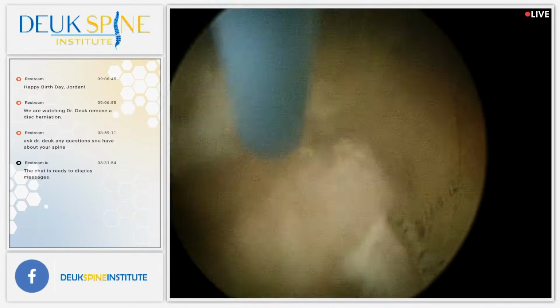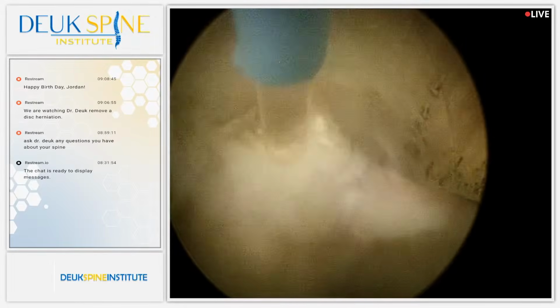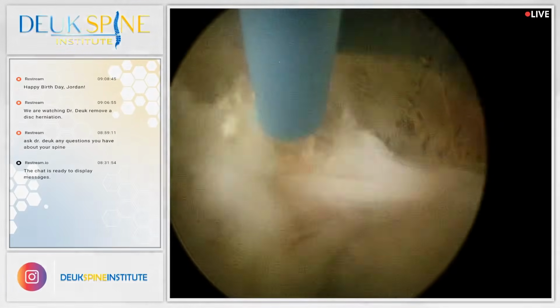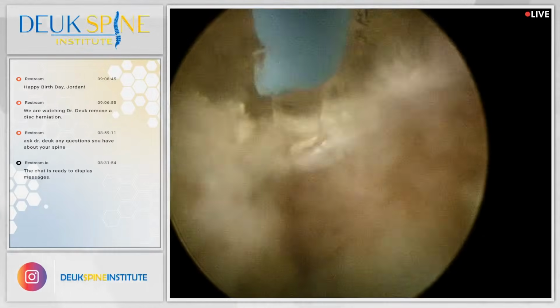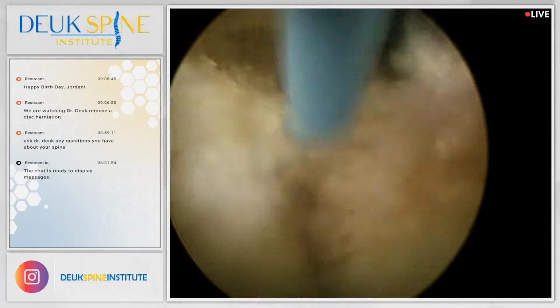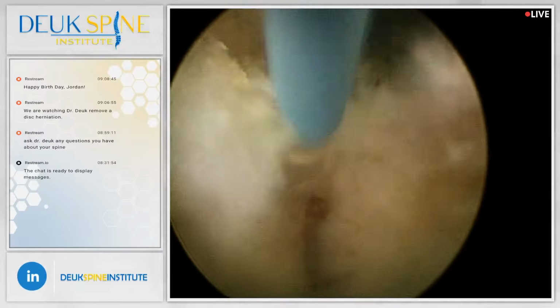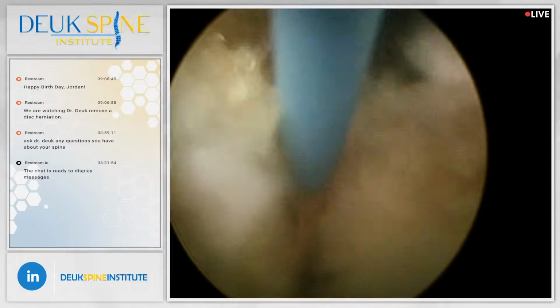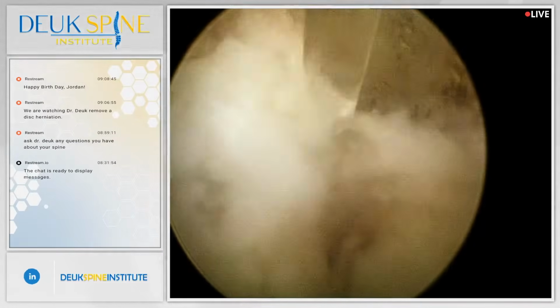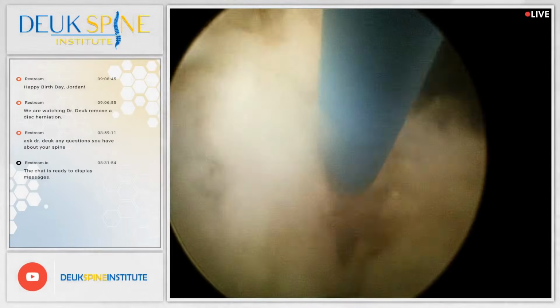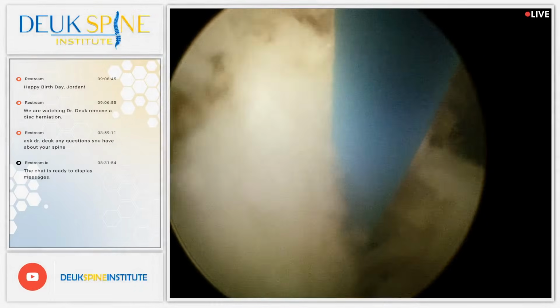I can see inflammation here. Inflammation is actually what's causing the pain itself, but what causes the inflammation is the herniation. So his herniated disc at L4-L5 is what's causing inflammation, and the inflammation is what's causing his back pain. Any questions from our audience?